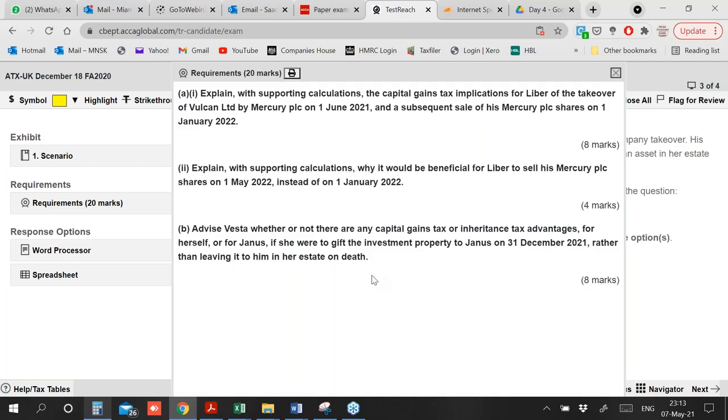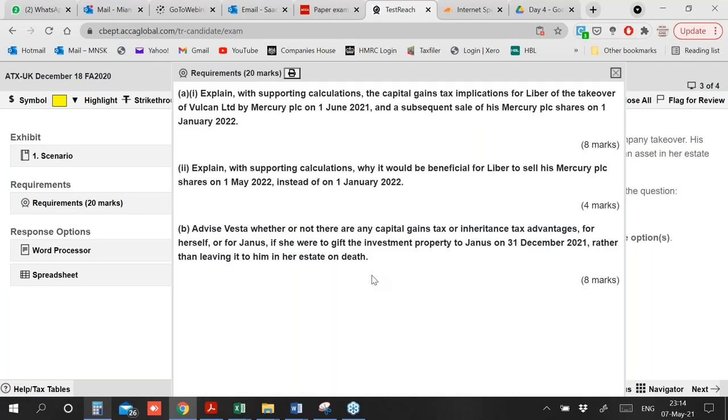That is from the CGT's point of view. Now let's discuss what would have happened if she were to leave it in her estate, so that it would be transferred to Janus through the death estate. Do remember, when you transfer assets during your lifetime, they are considered to be PETs in IHT. So in IHT there are no implications. However, in CGT there are implications.